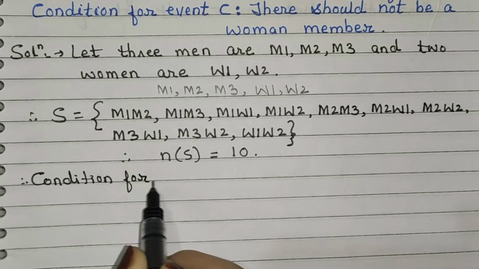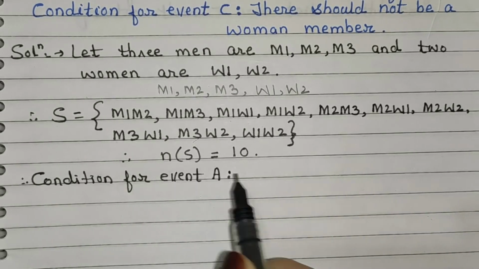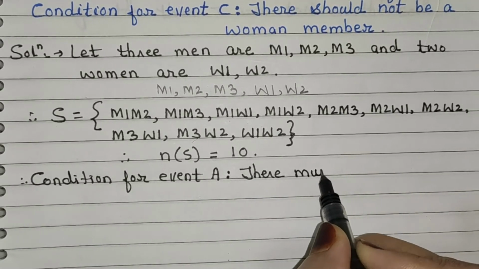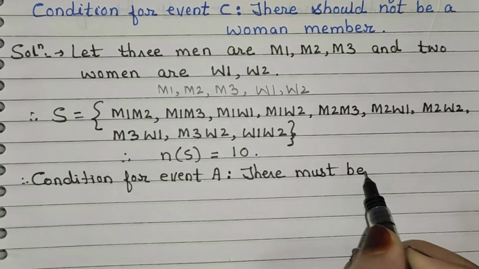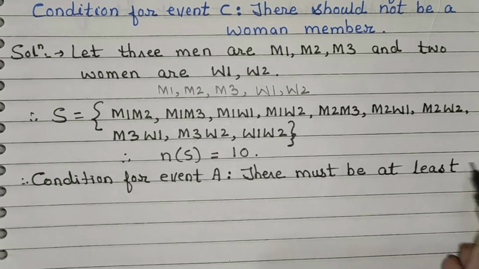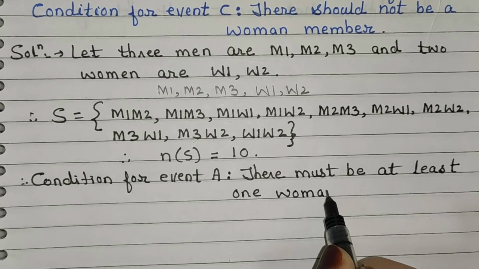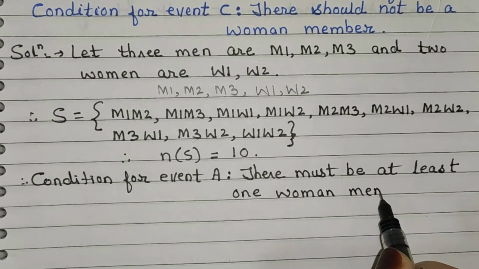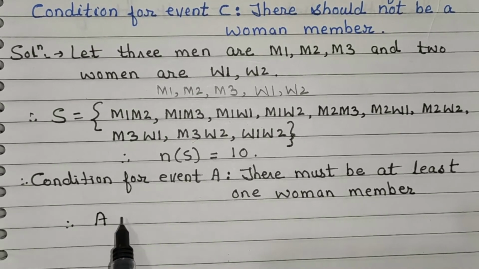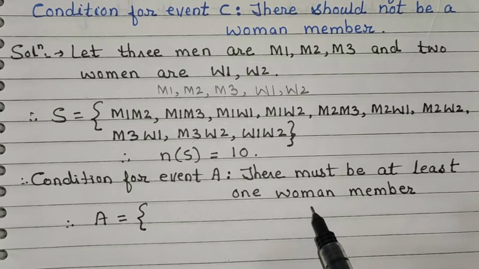Condition for event A, there must be at least one woman member. Therefore, event A is equal to condition at least one woman member.